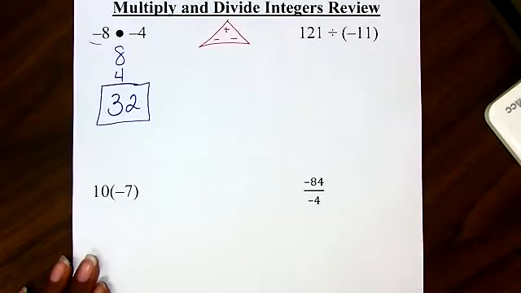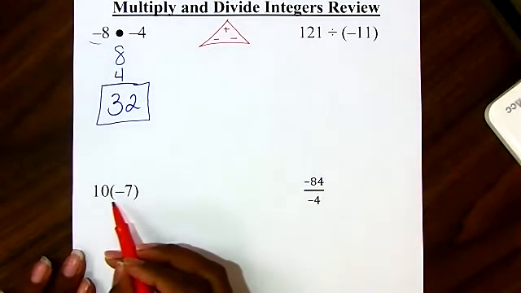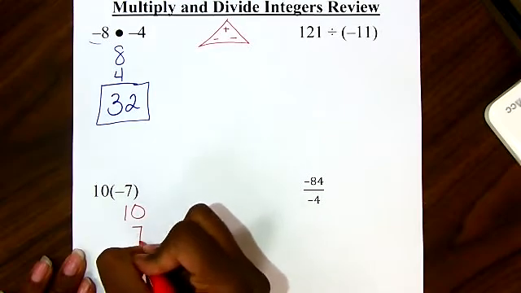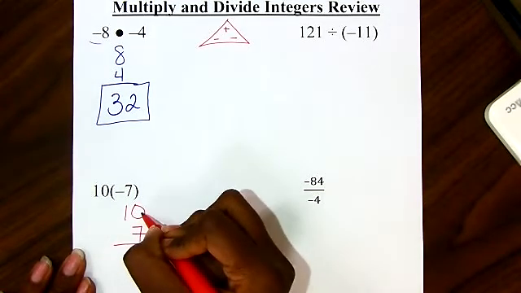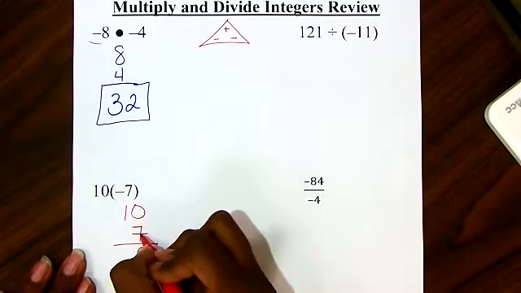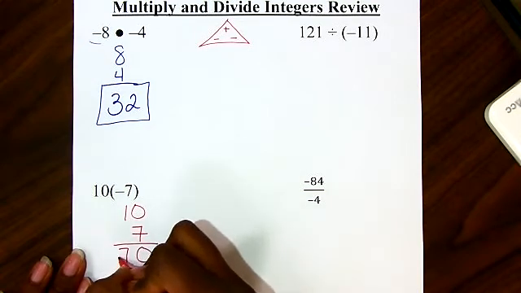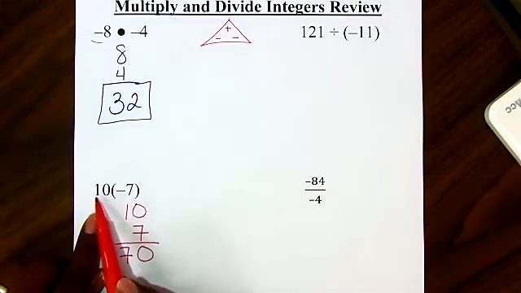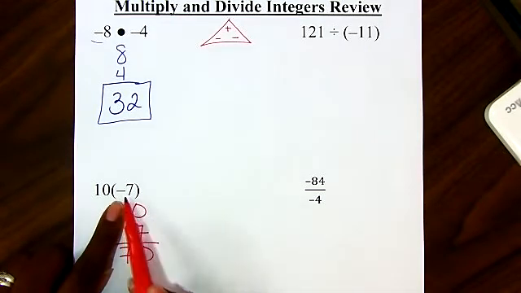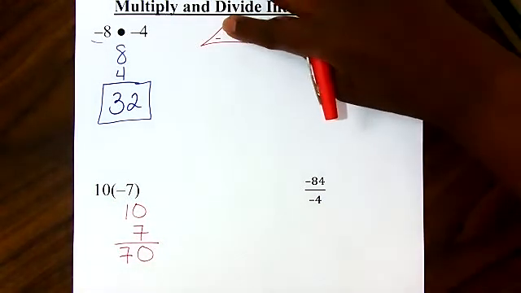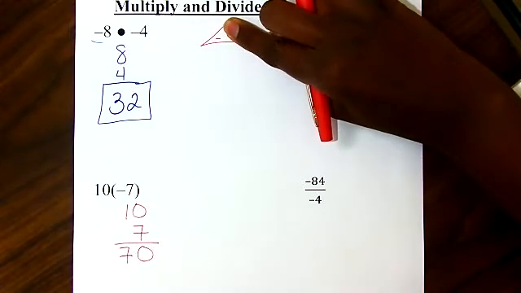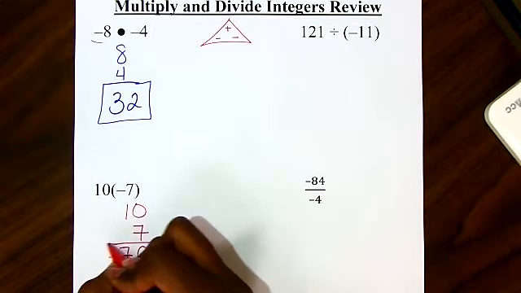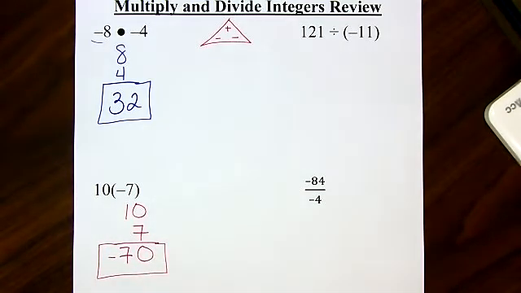Okay, let's look at the next one. Parentheses. That also means to multiply. So I'm going to set it up. 10 times 7. 7 times 0 is 0. 7 times 1 is 7. I have my answer. Now I go back to my problem. I have one positive and one negative. So that means my answer should be negative. So I'm going to go back down here, put my negative sign, box in my answer.